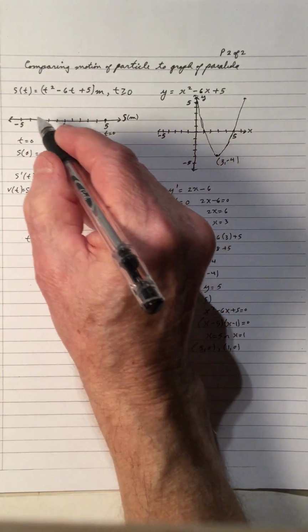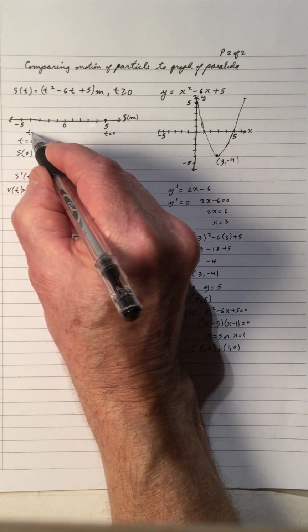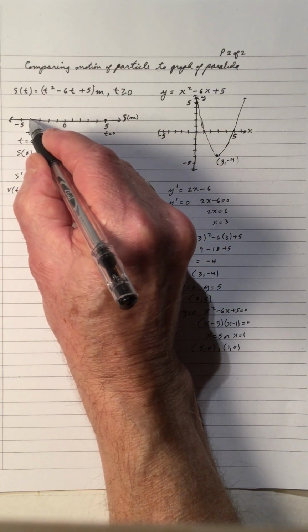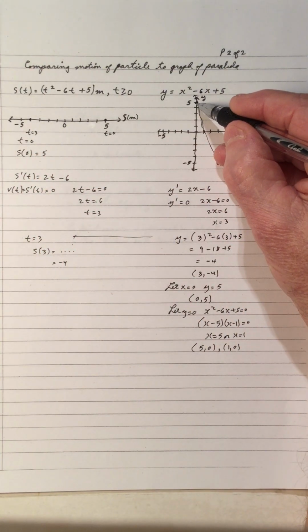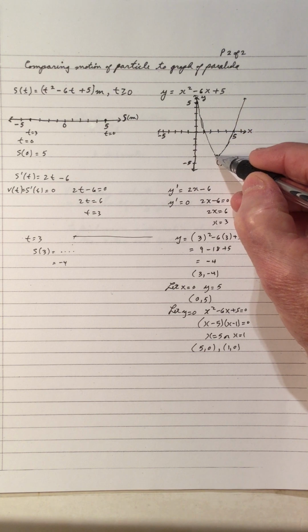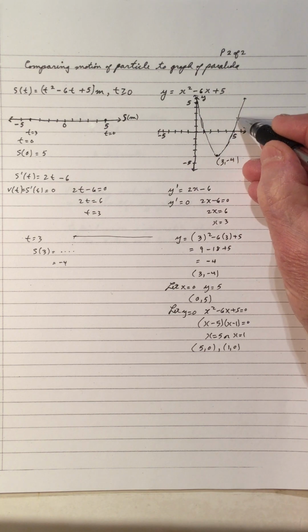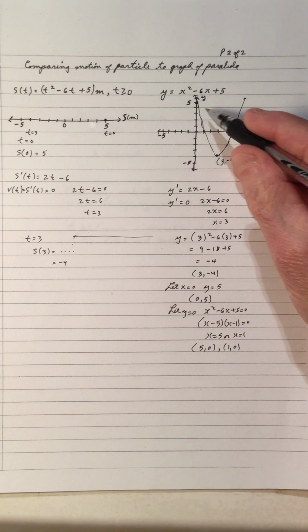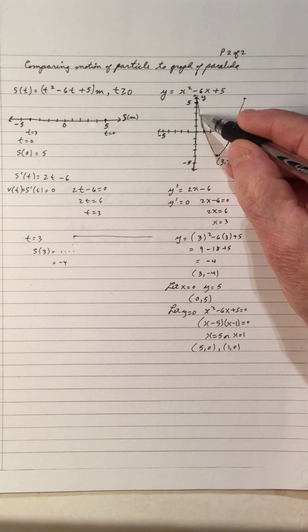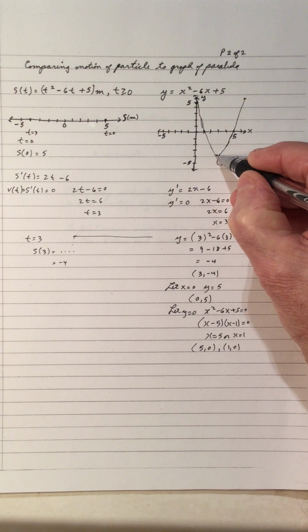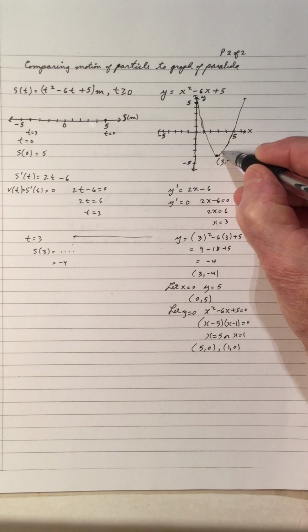So when t is 3, I have a negative 4. As you can see, right here at 5 it is coming down, hitting the minimum point and going back up. What happens is that as it's coming down, the particle gets hit. At this point, the particle will stop temporarily and go back up.